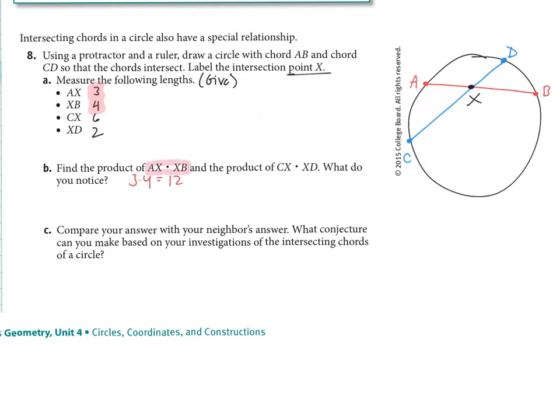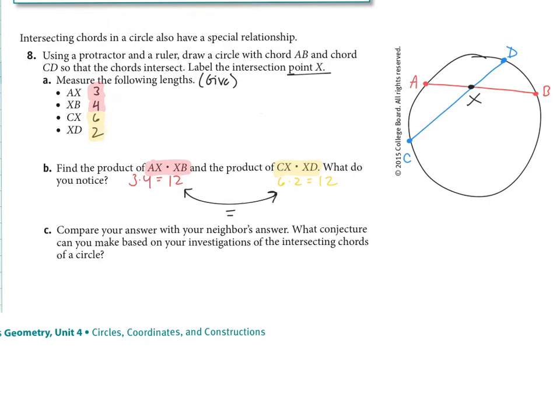Perfect, that's looking good. And then it wants us to try multiplying CX times XD. So we're going to multiply 6 times 2. Again, that's going to give us 12. Well, what do we notice? We notice that these are equal. We notice that they're equal, right?